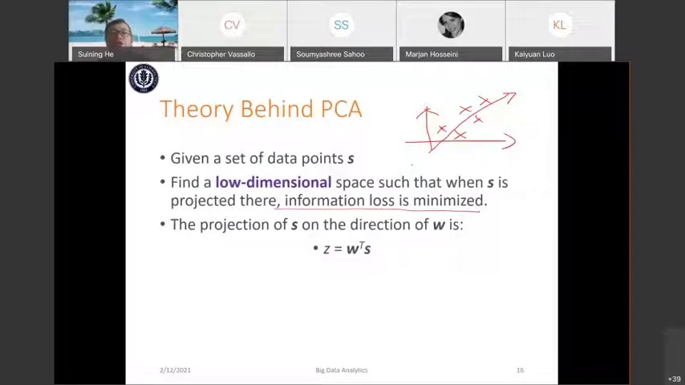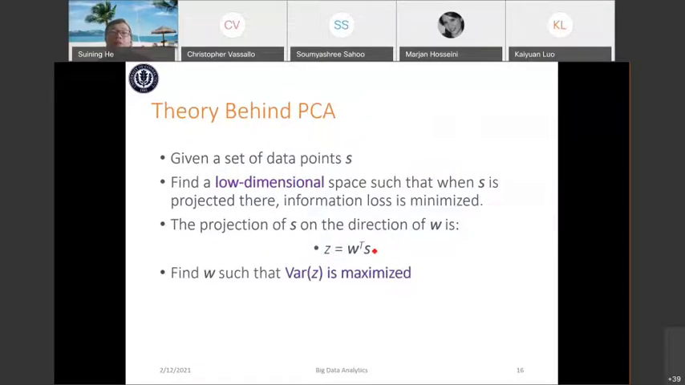So the projection itself can be described as follows. The new projected data can be described as the product between W and the original data set. W here is a vector that can project the original data set into a new space. The problem is to see whether we can find such a projection vector such that the variance of Z, the new data, is maximized. T here is the transpose.